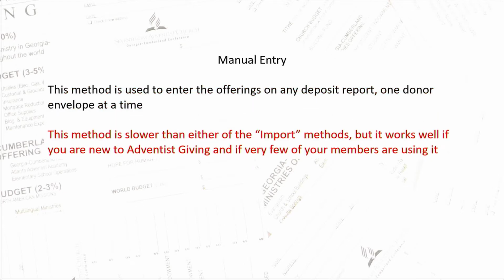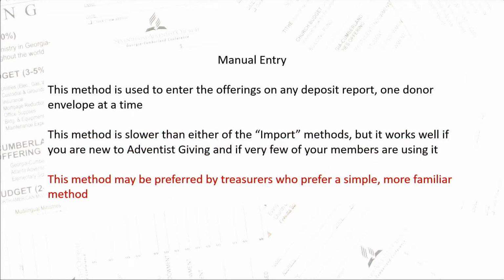Here's a summary of the 3 methods. 1. Manual entry. This method is used to enter the offerings on the deposit report, one donor envelope at a time. This method is slower than either of the import methods, but it works well if you're new to Adventist Giving and if very few of your members are using it. This method may be preferred by treasurers who prefer a simple, more familiar method.